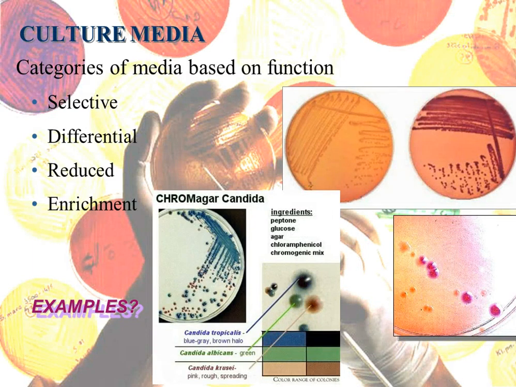Okay, so staying with media. Categories of media based on function. There are 4. So let's go with the easy. Let's start with reduced media. No oxygen. Why would you want to use a reduced medium? If you're trying to grow an anaerobe. Okay, enrichment medium. You want to grow organism X.